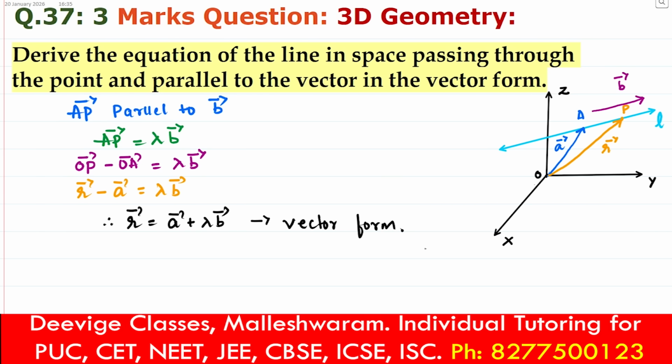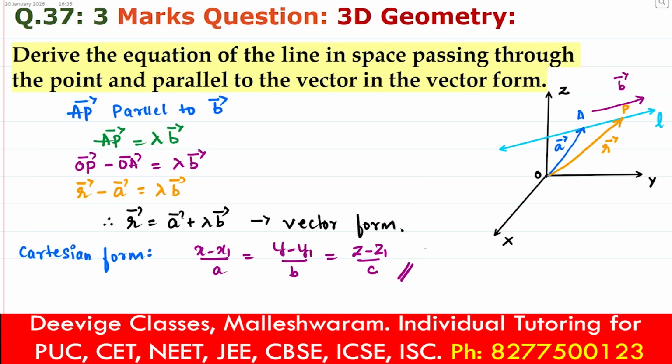Here the question asks only for the vector form. If in case the question asks to derive the Cartesian form also, then you have to write the Cartesian equation also. So already we know that the Cartesian form of the equation is x minus x1 by a is equal to y minus y1 by b is equal to z minus z1 by c.